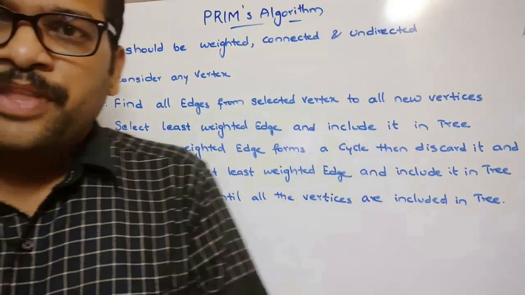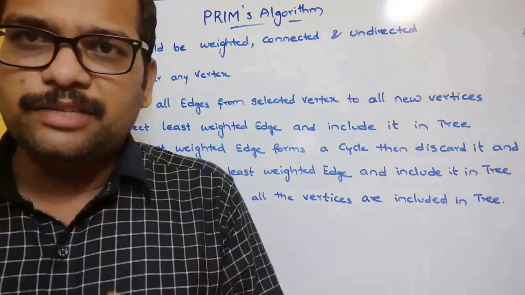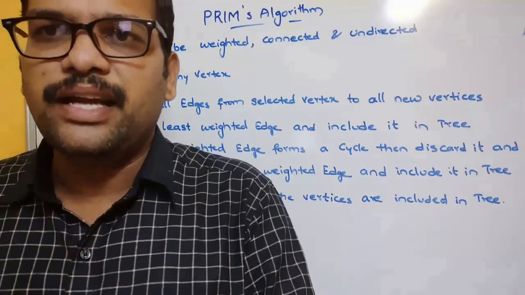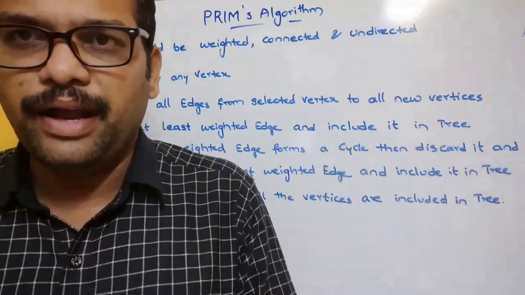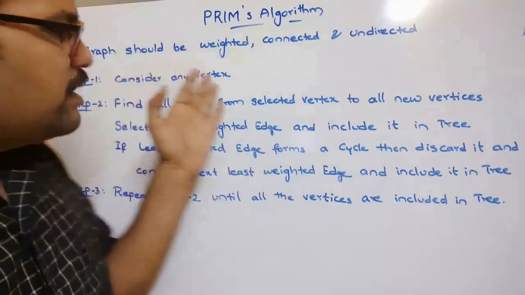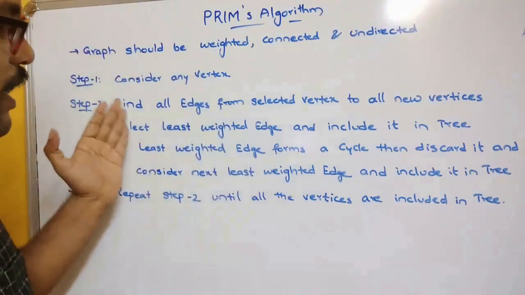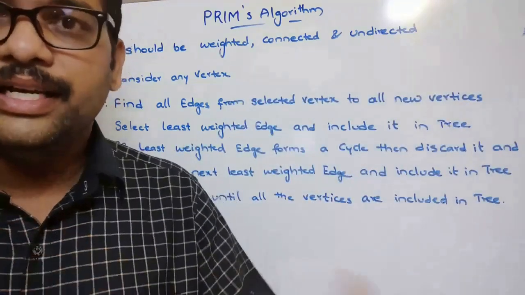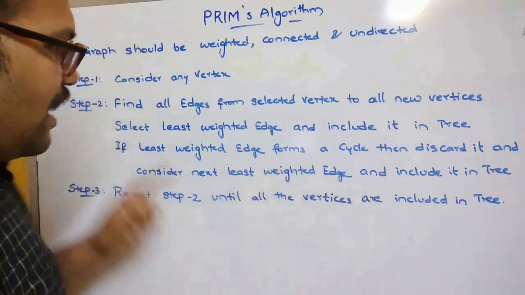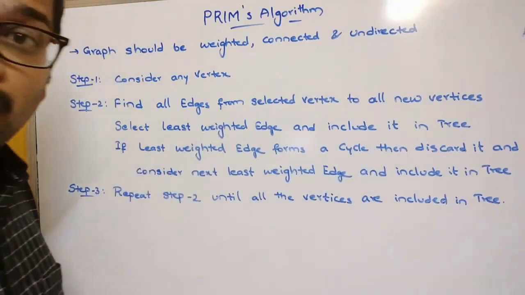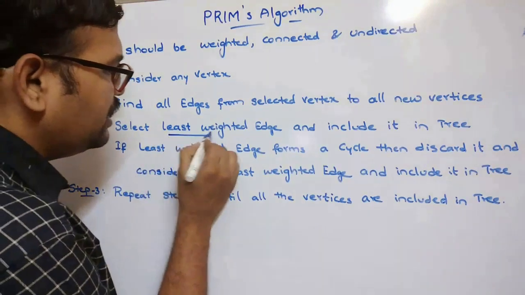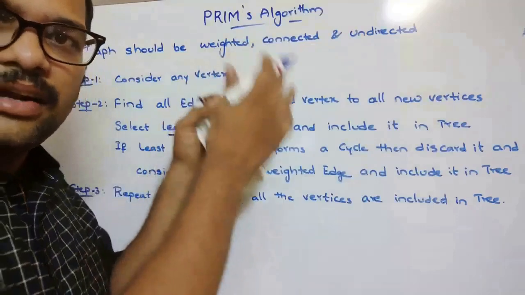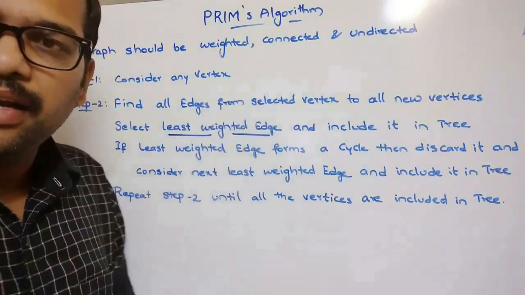And coming to the steps. First we need to consider any vertex. We know the spanning tree definition: a spanning tree is a subgraph of the graph without any cycles, consisting of all the vertices of the graph, right? So consider any vertex of the graph. The second step: find all the edges from the selected vertex to all the new vertices. Among all the edges, select the least weighted edge and include it in the tree. We construct a tree for that selected vertex and add the least weighted edge.